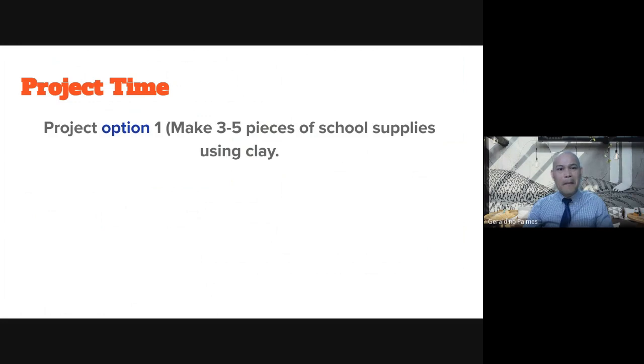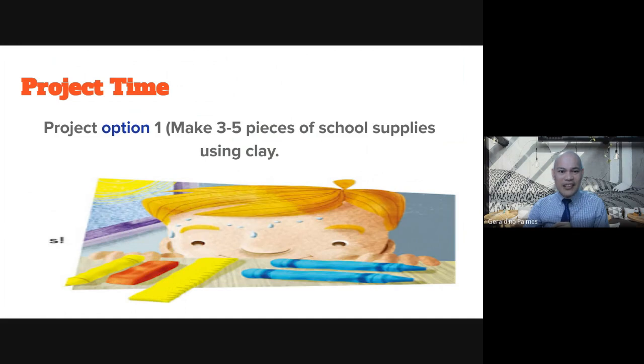Option number 1, make school supplies using clay, like Carl. All you've got to do is to have clay. And then you can mold it, shape it into whatever school supplies we've got. Remember, we've got 6. Pencil, pen, ruler, eraser, crayon, and colored pencil. It's up to you. You can choose 3 to 5 school supplies. That is option number 1.